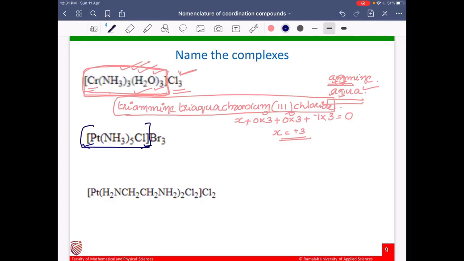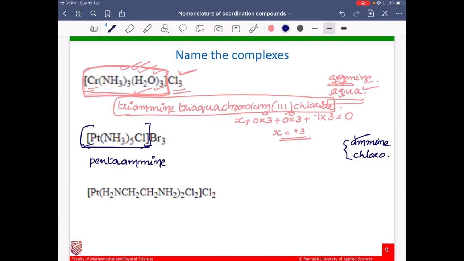In that complex ion, we have to write the ligands first. How many ligands are there? Two types of ligand. One is ammine, the second one is chloro. So as per the rule, alphabetical order, A should come first. So we should write ammine first. How many ammine groups? 5. 5 is penta. So we should start with pentaammine.